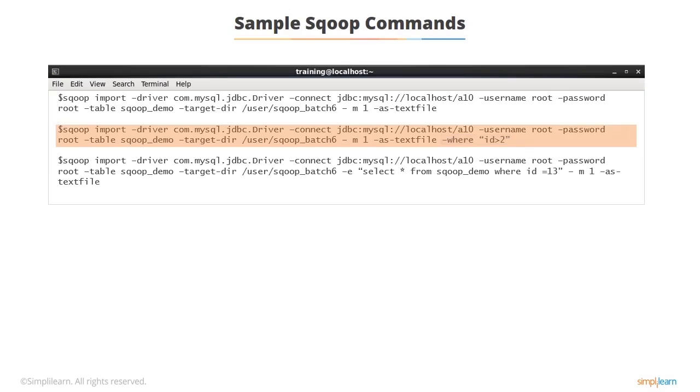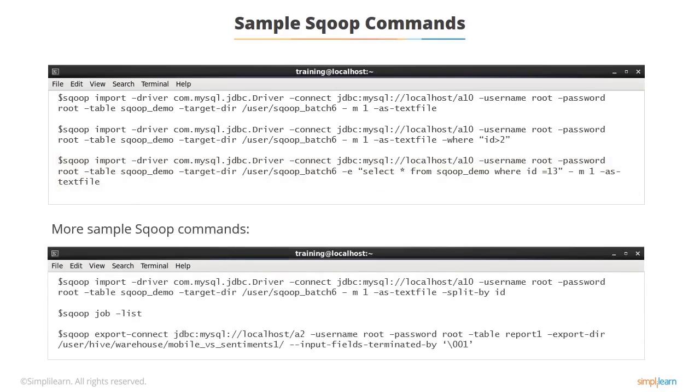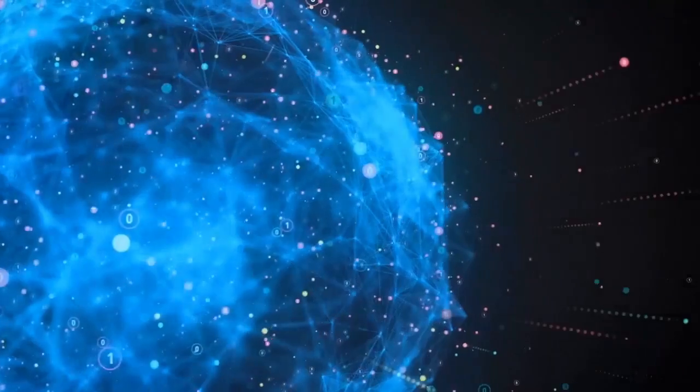You can also specify a specific SQL query as shown in the third command on the screen, where it says -e select start from Sqoop_demo where ID equals 13. The fourth command on the screen shows an export function. Please note the hyphens and the double hyphen before driver, connect, username, and password. There are some more commands listed on the screen for your reference.